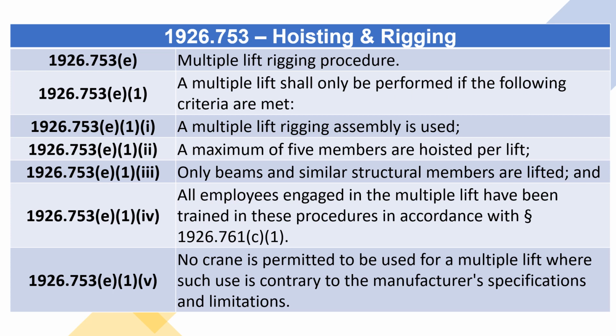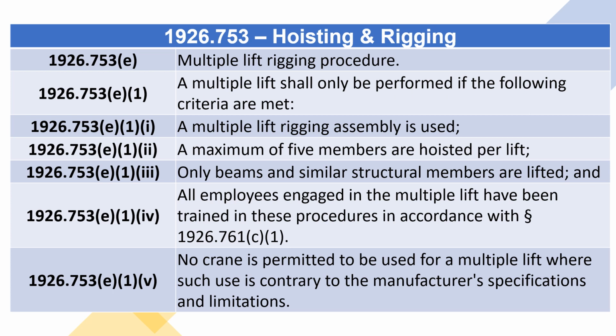1926.753(e): Multiple lift rigging procedure. 1926.753(e)(1): A multiple lift shall only be performed if the following criteria are met. 1926.753(e)(1)(i) through (v): A multiple lift rigging assembly is used. A maximum of 5 members are hoisted per lift. Only beams and similar structural members are lifted.